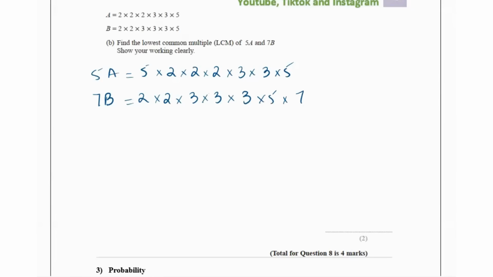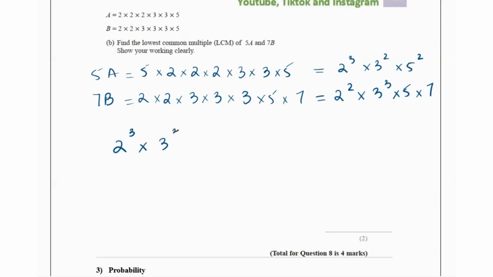So we have to find the lowest common multiple. If we rewrite this in index form, that's 2 cubed times 3 squared times 5 squared. And this in index form is 2 squared times 3 cubed times 5 times 7. For the lowest common multiple, you pick the highest powers for the given bases. For the base of 2, the highest power is 3, so we pick 2 cubed. Then for the base of 3, the highest power is 3.